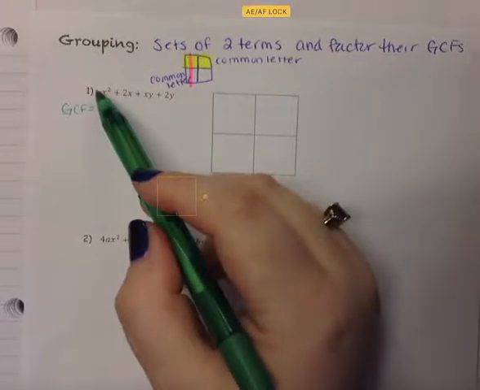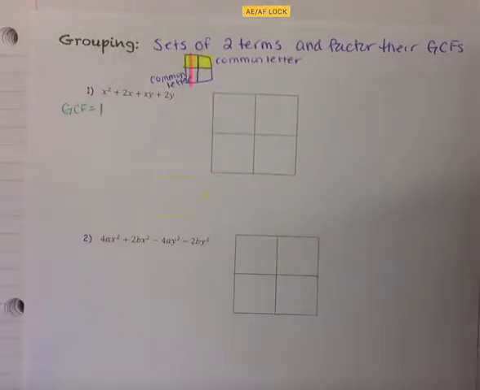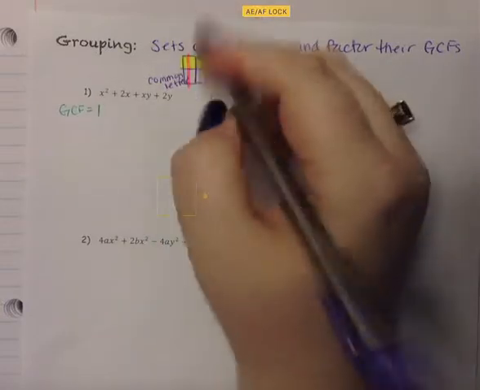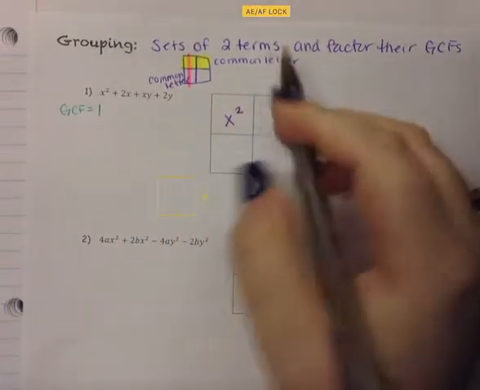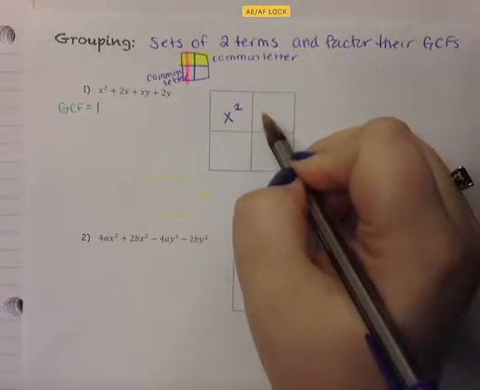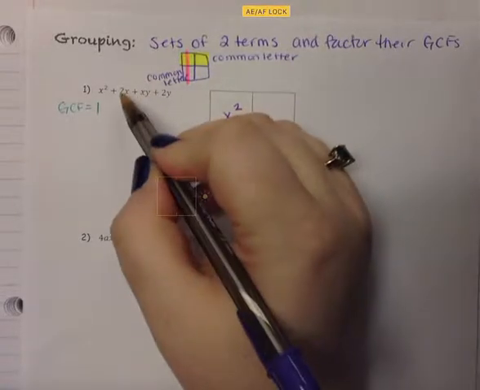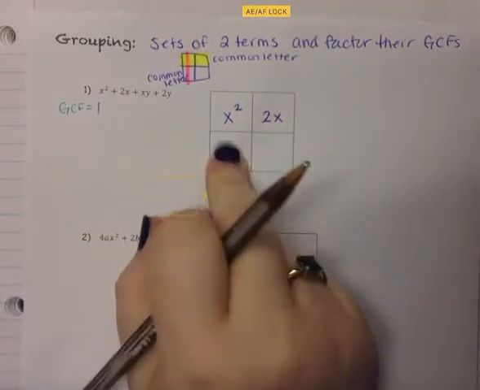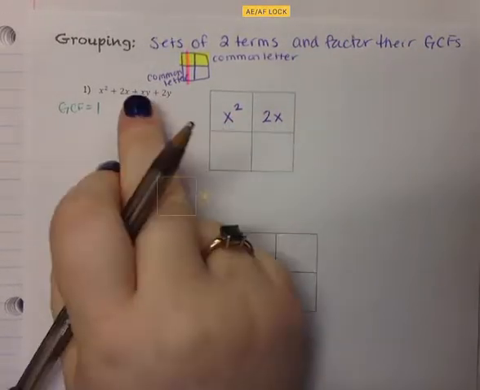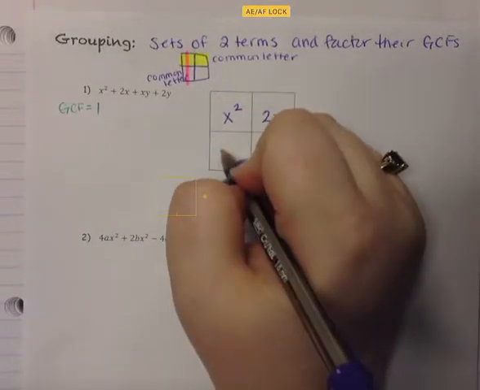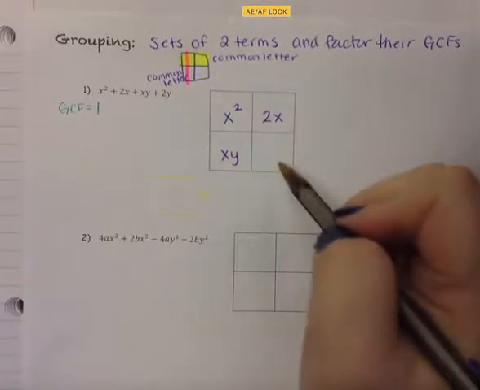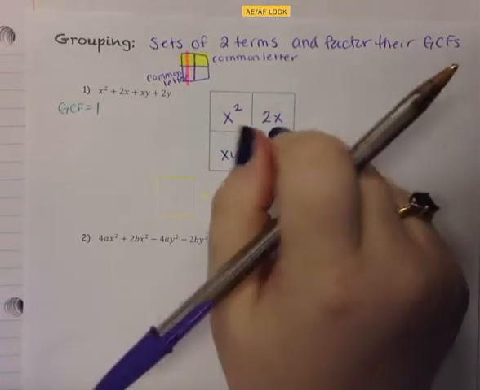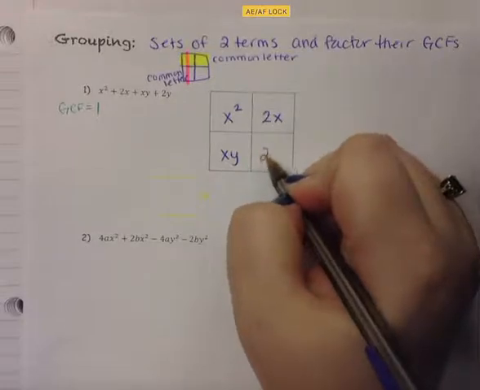Now, because there are four terms, we want to try and group them. I'm going to put my terms inside the four boxes. My first term is going to be x squared. On this box, I want to make sure I have a letter in common, so I can use my positive 2x. On this box, I need a common letter, so I can use my positive xy. And then my last term, it doesn't matter if it has a letter in common with the other ones, you just put that last term in here, so that's a positive 2y.